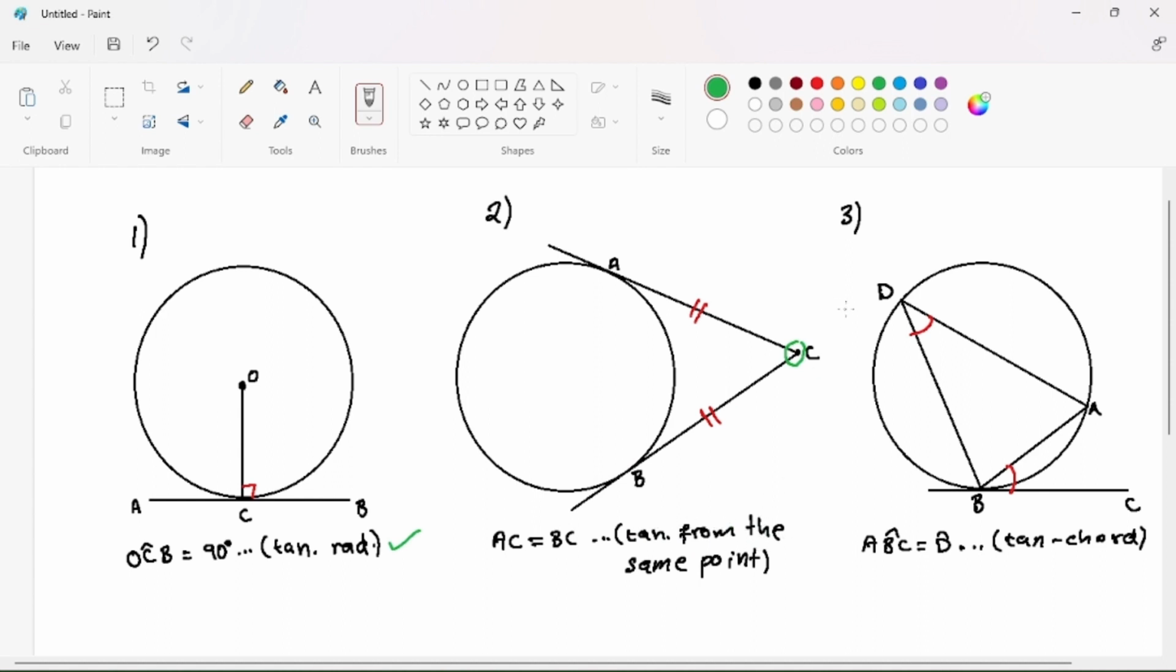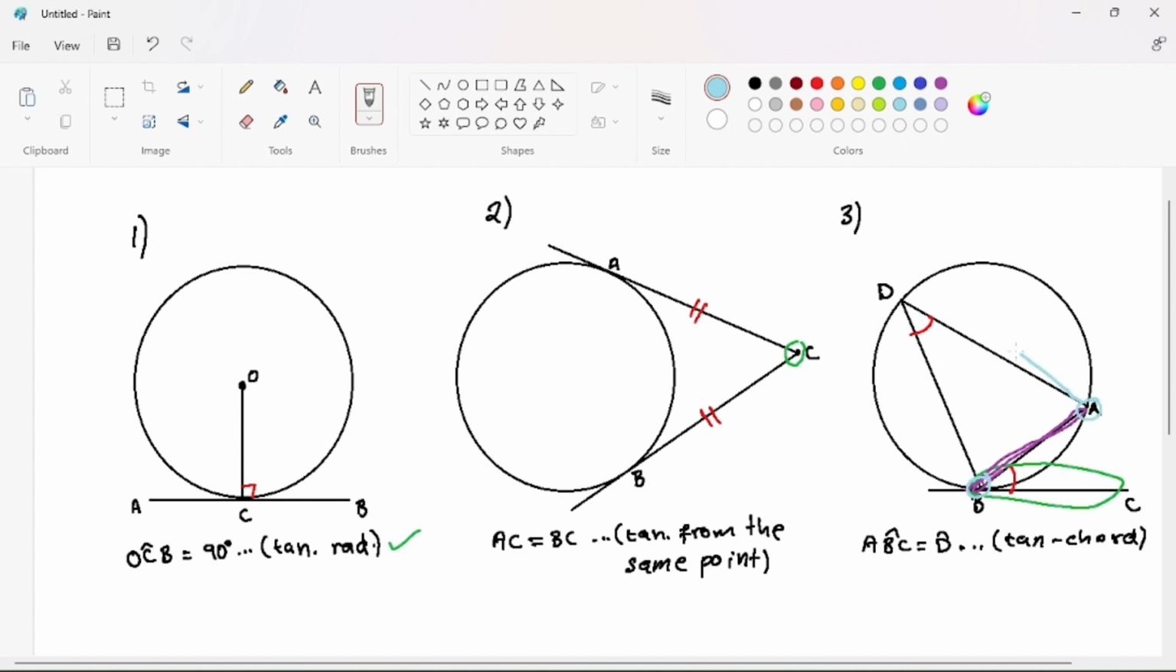And then on our last theorem, our third, you are given a tangent and a chord. Our tangent here is BC, and then we have a chord, which is AB. The first question that you are going to ask yourself is, which chord meets the tangent? In our case here, we have AB. So you are going to place one finger here and one finger here.